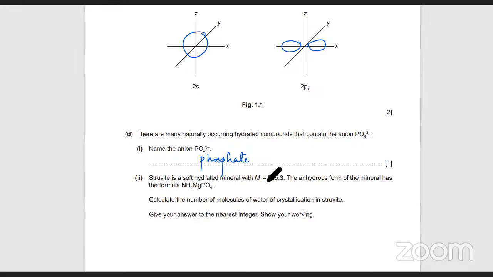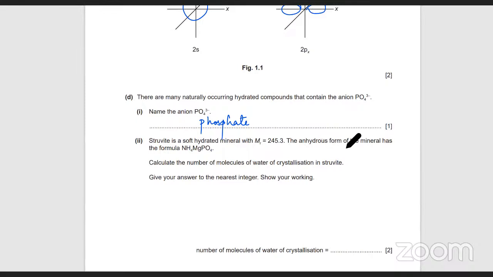Struvite is a soft hydrated mineral with an MR of 245.3. The anhydrous form of the mineral has this formula. Calculate the number of molecules of water of crystallization. Give your answer to the nearest integer. So he's saying this thing, NH4MgPO4, is the hydrated mineral salt. Hydrate means there's some water in it. The hydrated mineral salt is 245.3. We need to find out how much water it has.